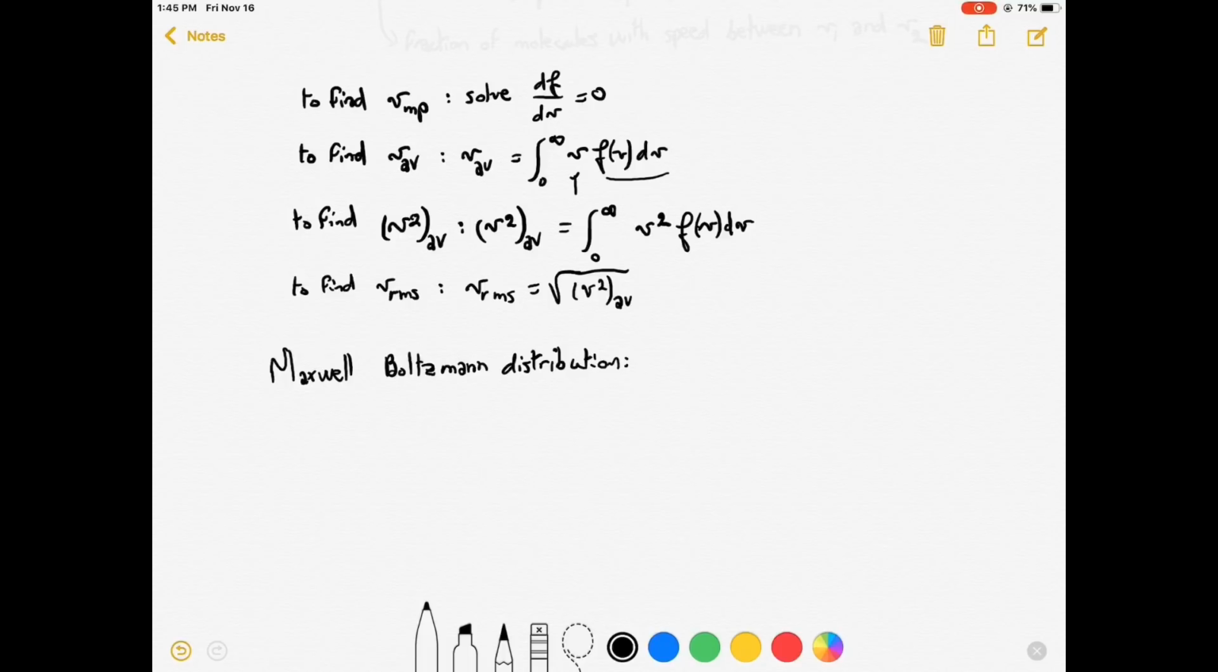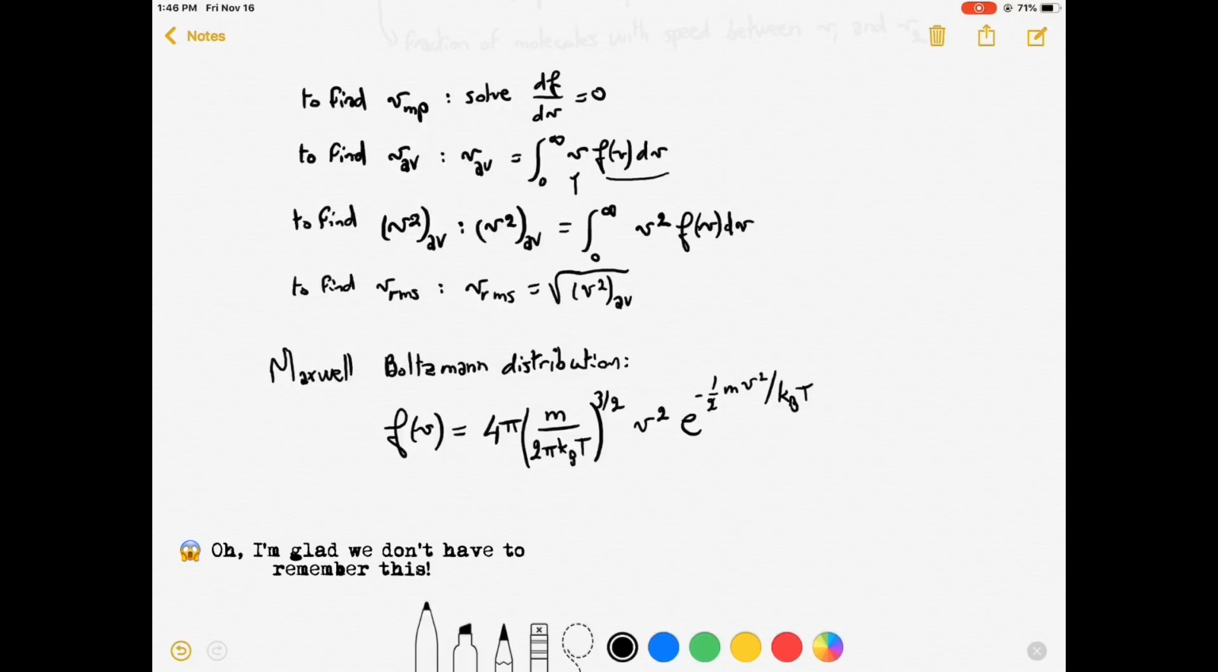And I'm going to give you this equation here. You don't have to remember this, of course. So this is equal to 4 pi, m over 2 pi k_B T, to the power 3/2, v squared, and then exponential of minus 1/2 m v squared over k_B T. Okay, so this is the Maxwell distribution function.